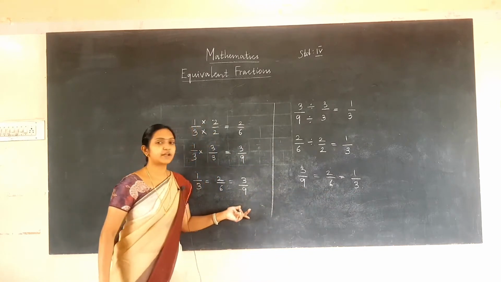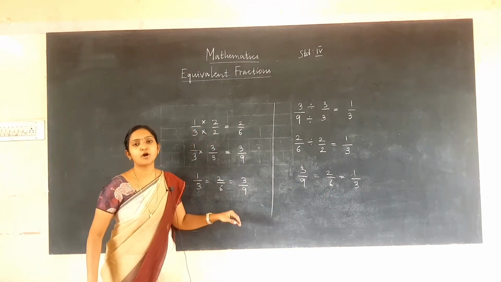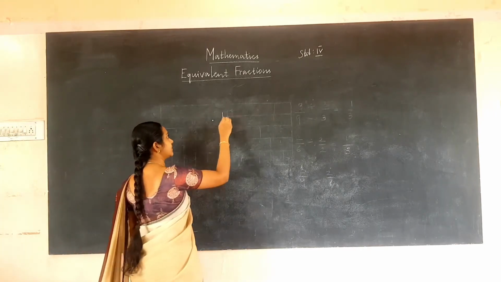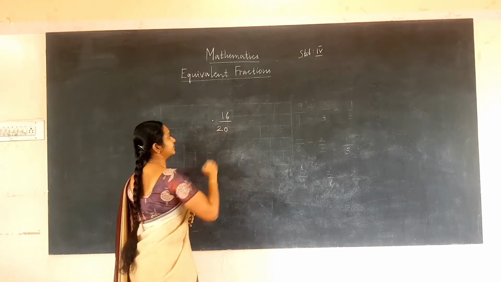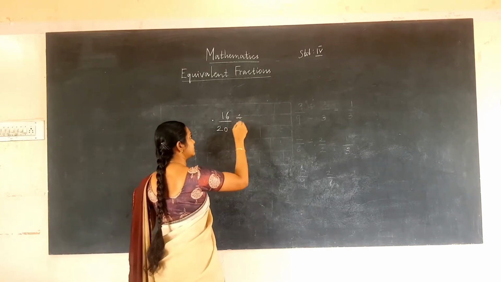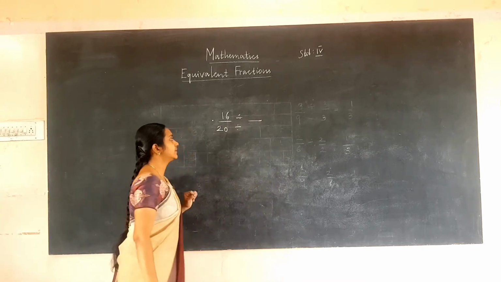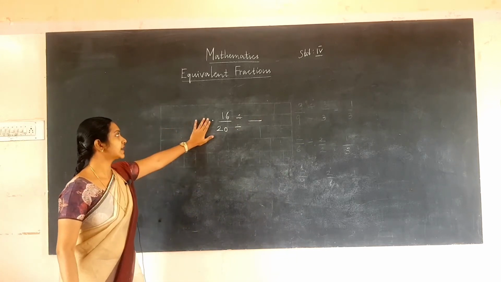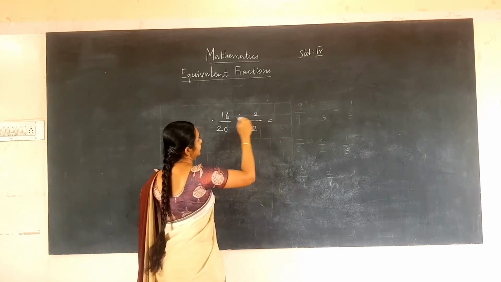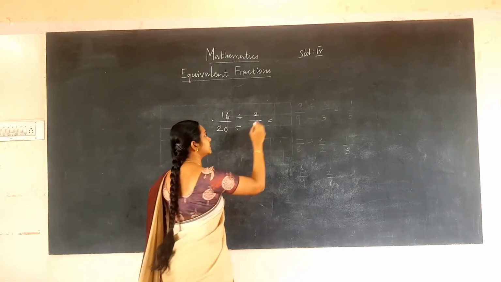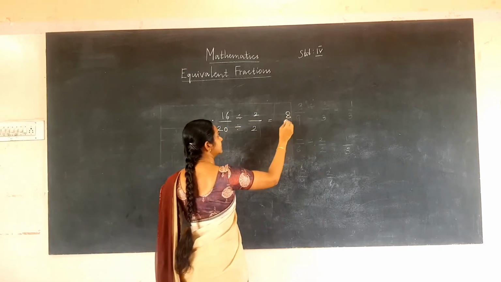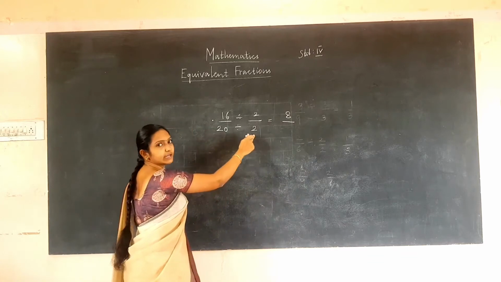To find an equivalent fraction, either we can multiply or we can divide. Now consider 16 by 20. We are going to find the equivalent fraction by dividing. So we have to divide with the common factor here. Here the common factor is 2. 16 divided by 2 is 8. 20 divided by 2 is 10.